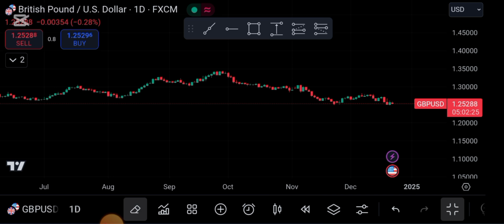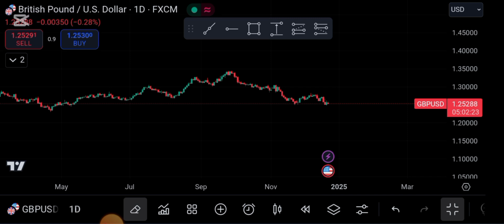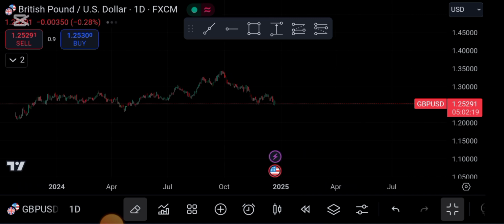So this is GBPUSD. You guys know I trade and I live for GBPUSD. You guys know when we analyze the markets, we always start with the monthly chart. But today, I just wanted to make a point here.